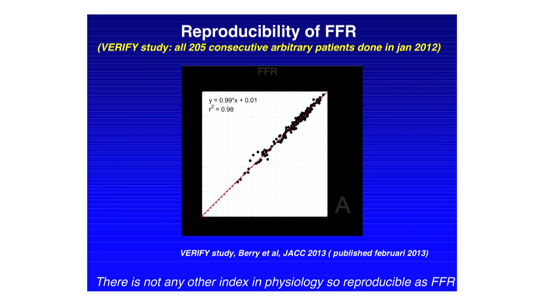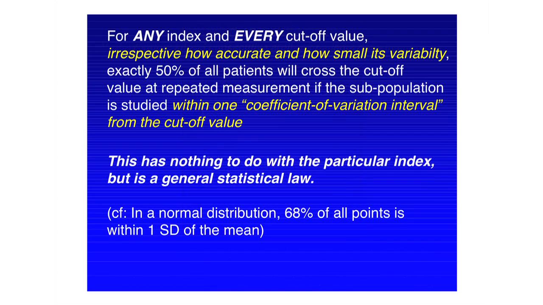A next feature of a good index should be that it is reproducible. These are the reproducibility data for Fractional Flow Reserve in the recently published VERIFY study in more than 200 patients. And what you see is that this reproducibility is excellent. More generally, if you look at any index and every cutoff value, irrespective how accurate it is and how small the variability, you should realize that if you are very close to the cutoff value and you repeat the test, it might switch over from one side of the cutoff value to the other one.